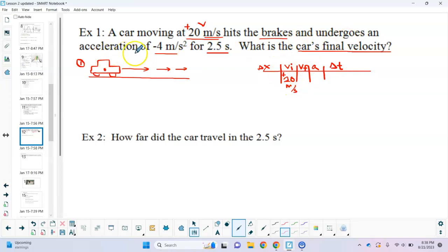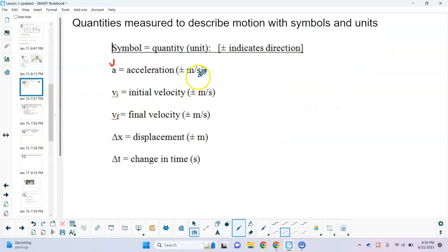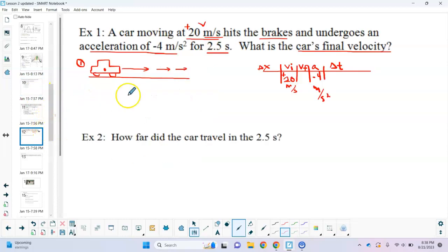Hits the brake, undergoes an acceleration of. So acceleration of, that's a good indicator that this is negative 4 for a, and it's meters per second squared. So meters per second squared is the unit for acceleration. If, again, we go back to this slide, you can see meters per second squared tells us an acceleration. So just by knowing the unit, I know where that fits. Finally, 2.5 seconds, that's the time. So I'm going to write 2.5 there.